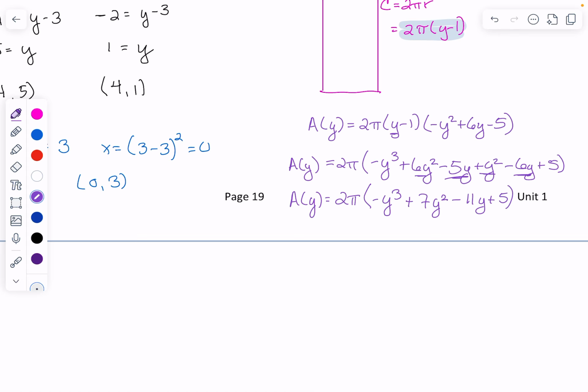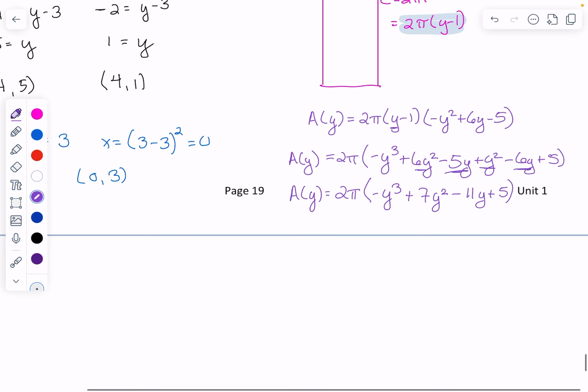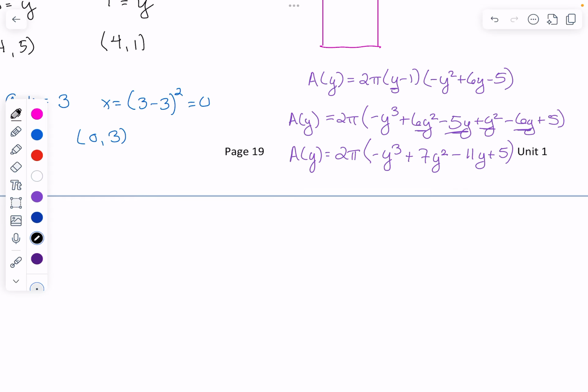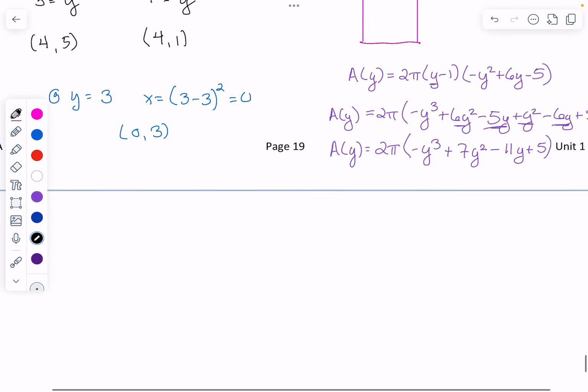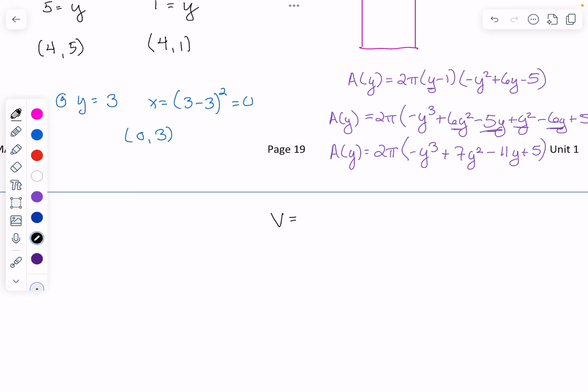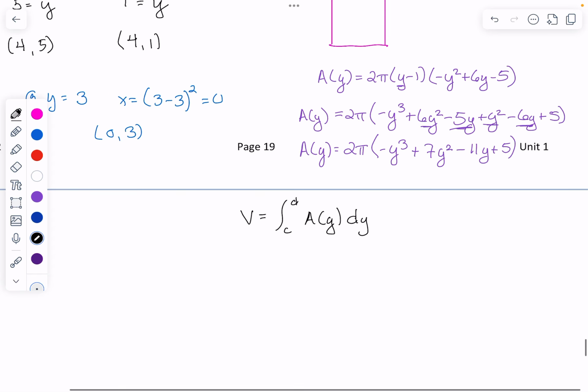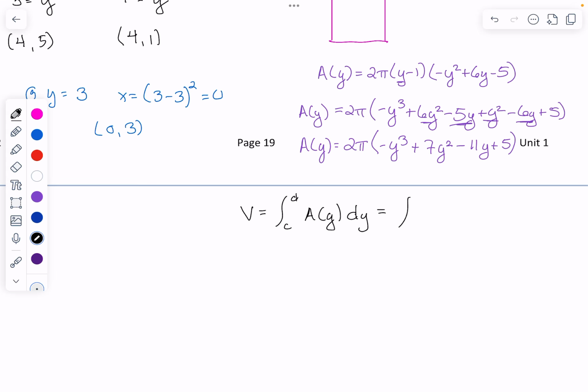All right, marvelous. From here, I'm going to go down to the next page because we have room. I'm going to say that my volume is equal to my integral from c to d of A of y dy. That's going to be equal to my integral. We'll put those limits on there in a second. I'll pull the 2 pi out front times my negative y cubed plus 7y squared minus 11y plus 5 dy.